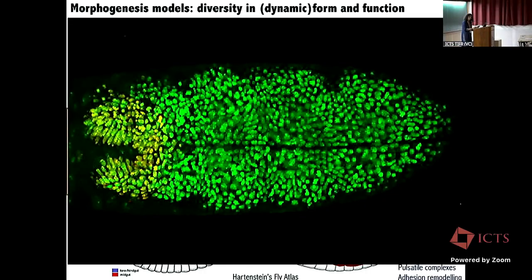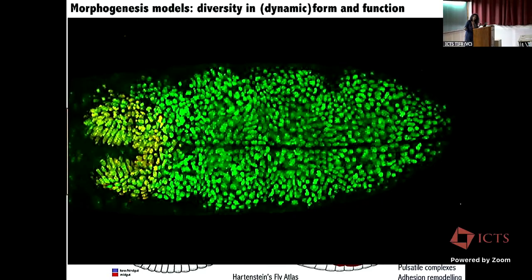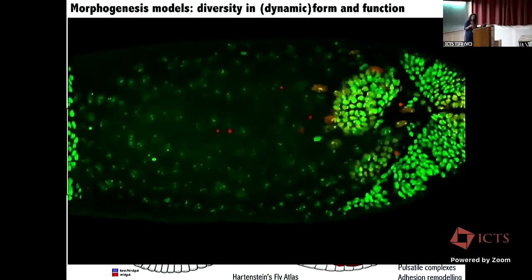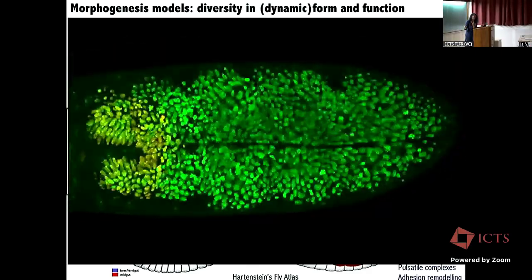So I'll just show this to you quickly in a movie. So this is the head end. This is the future tail of the fly embryo, positioned initially at the head end, but moves in that direction to become finally positioned at the tail end of the embryo.